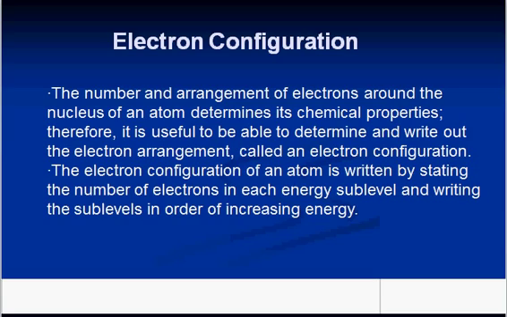Alright, so some information about electron configuration. The number and arrangement of electrons around the nucleus of the atom determines its chemical properties. Therefore, it is useful to be able to determine and write out the electron arrangement, which we call an electron configuration. The electron configuration of an atom is written by stating the number of electrons in each energy sublevel and writing the sublevels in order of increasing energy. It's kind of like our electron's individual address.